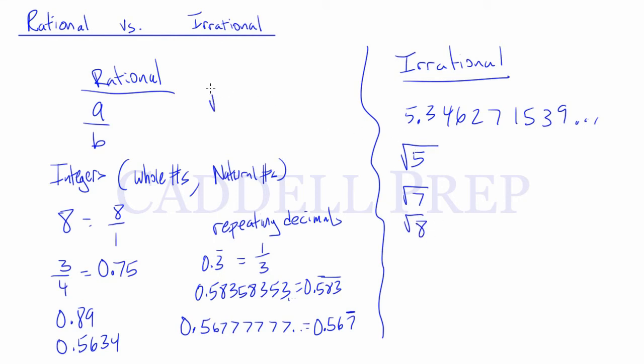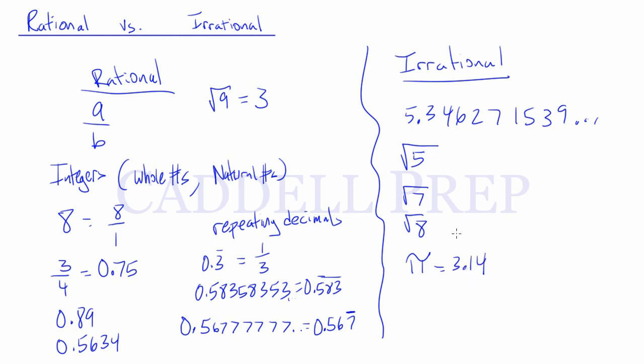However, the square root of 9, for example, is rational, because the square root of 9 is simply 3. So after you do the square root, we just get this integer, so this is rational. But the square root of a number that is not a perfect square is going to be irrational. Pi is irrational. Why is pi irrational? Well, because this is actually a never-ending decimal.